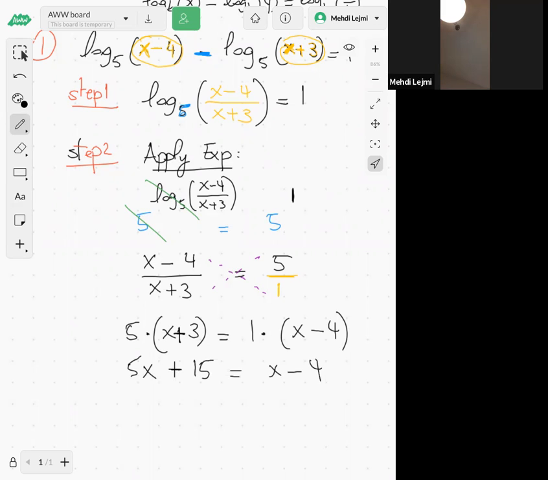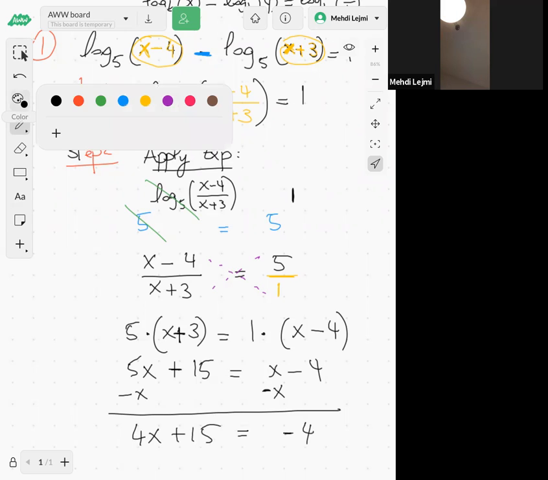All right, so now I'm going to move all the x's to the left side and the constant to the right side. So I'm going to subtract x. So it's 5x minus x, it's 4x now, plus 15. And on the right side, it's just negative 4 because this x cancels out.